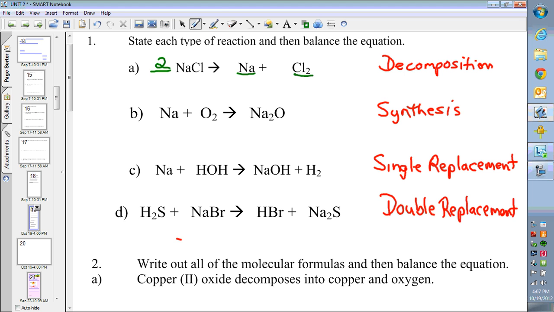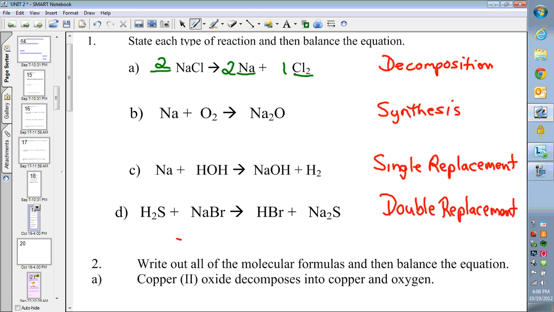So if you took two entire molecules of sodium chloride, that will give you the two chlorines that you need, but it then messes up your count of sodium. Now I have two sodiums on the left. I need to put a 2 in front here to make two sodiums on the right. And that is a balanced reaction. Two sodium chlorides gives two sodiums and one chlorine.